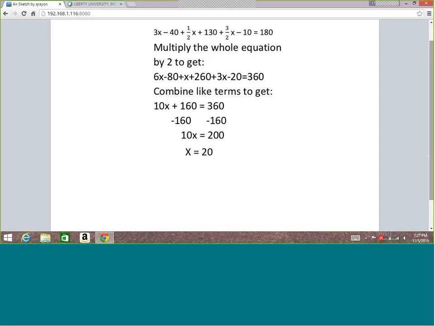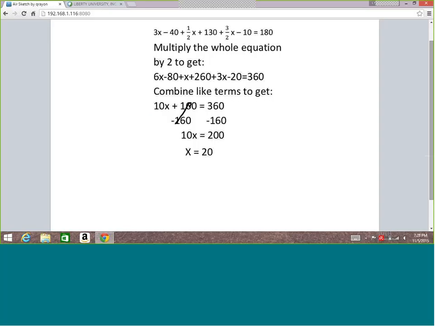Okay, so now on the left side of the equal sign, I have all these terms, and you're going to combine like terms by putting the x ones together. I have 6x, a 1x, and a 3x. That gives me 10x. And then I have negative 80 plus 260 minus 20, which gives me 160. Then subtract 160 from both sides, so 10x equals 200, so x is 20.